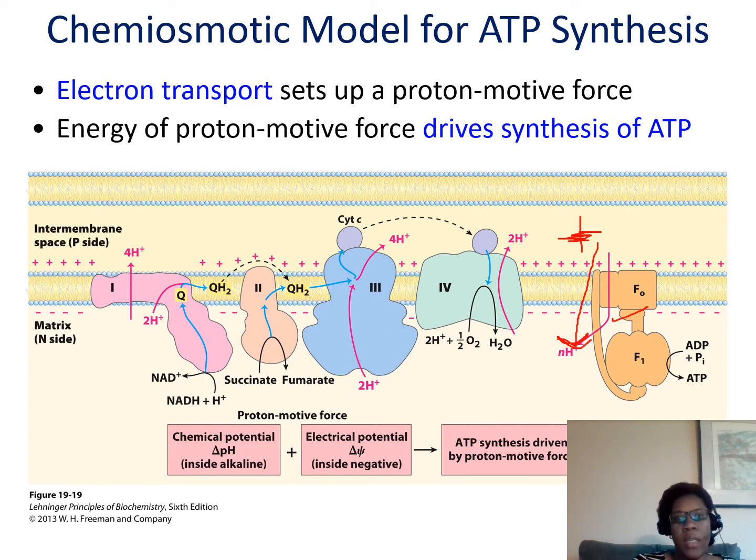So now orient yourself and think about, okay, we have all these protons sitting in the intermembrane space. As they flood back into the matrix through our ATP synthase protein, that's going to give energy to make conformational changes in our ATP synthase protein, and that's going to be the driving force in condensing ADP and phosphate to make ATP.